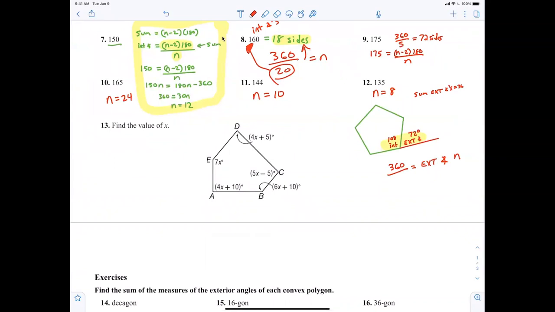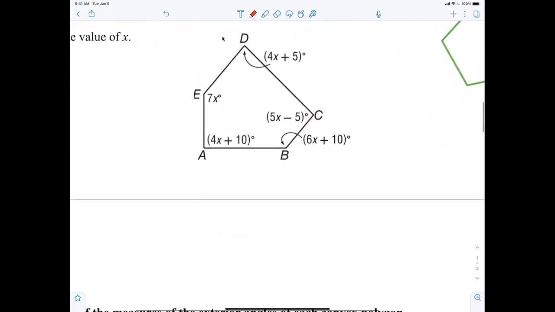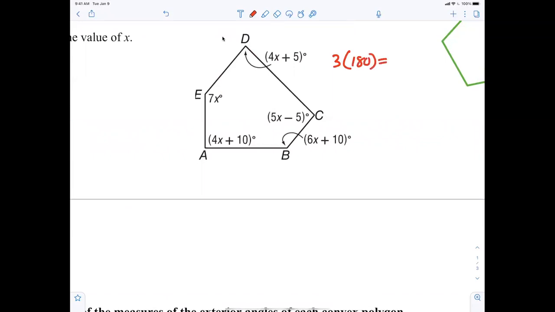Now let's talk about find the value of x. Is this regular? No, it's not regular. So what do the angle measures add up to? 720. Why is that? Five sides, you get 3 triangles. So 3 times 180 is 540. Everybody okay with that?